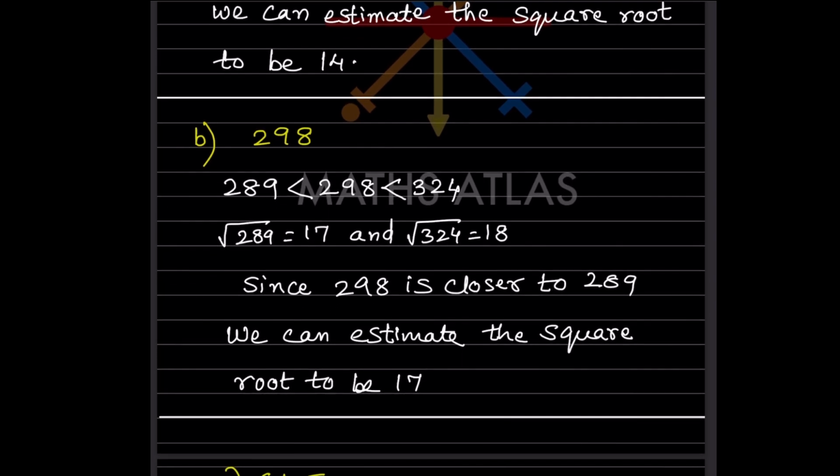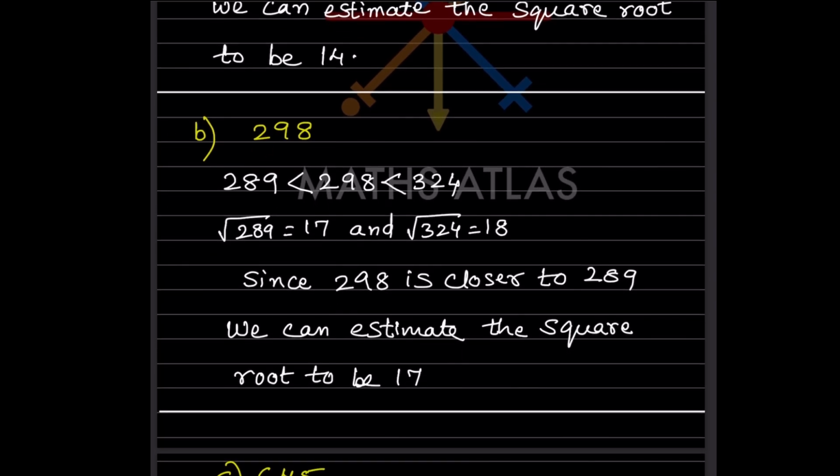Here again 298. This is not a perfect square. So the closest number before this is going to be 289, that is, 17 square is 289. And after this number, the nearest will be 324, that is 18. So square root of 289, that is 17, and square root of 324, that is 18.